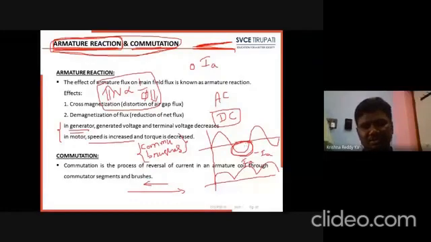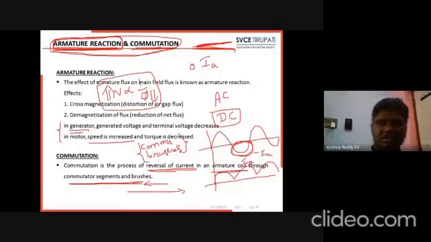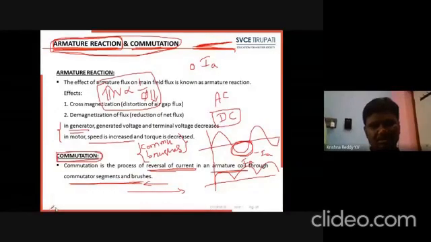Commutation is the process of reversal of current in the armature coil through the commutator segments and brushes. The reversal of armature current in the armature coil through commutator segments and brushes is known as commutation.